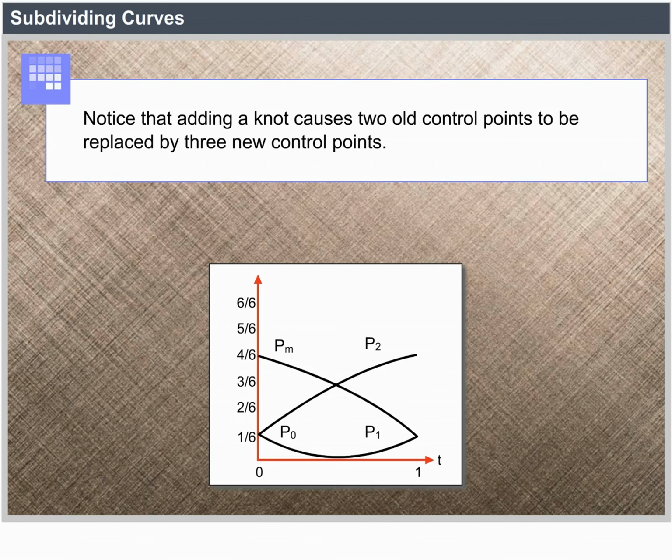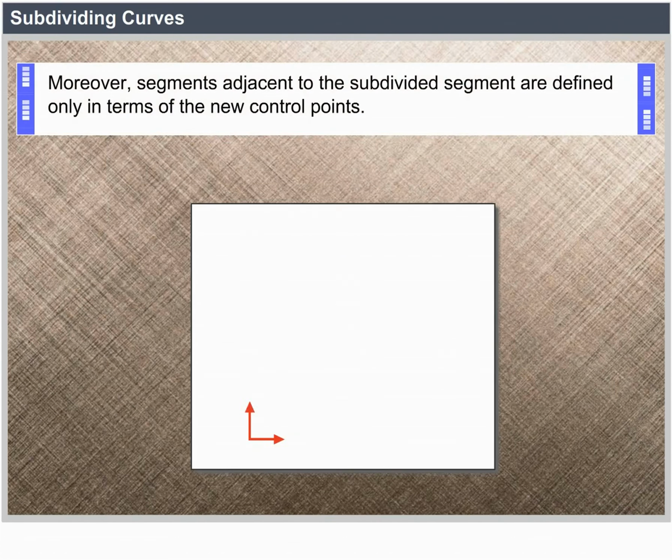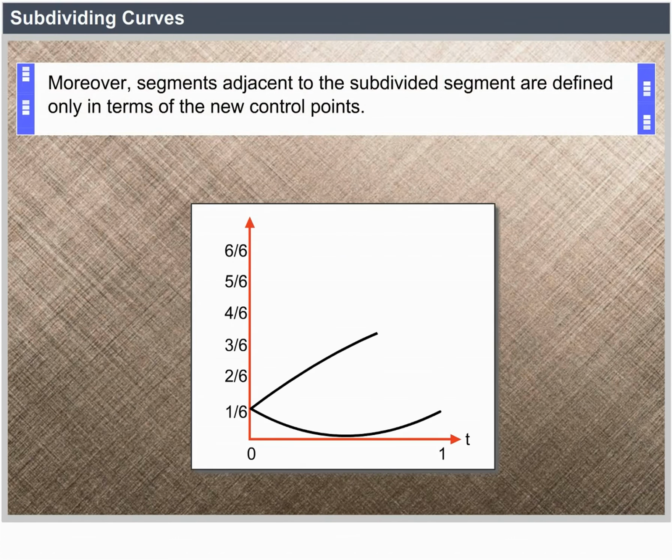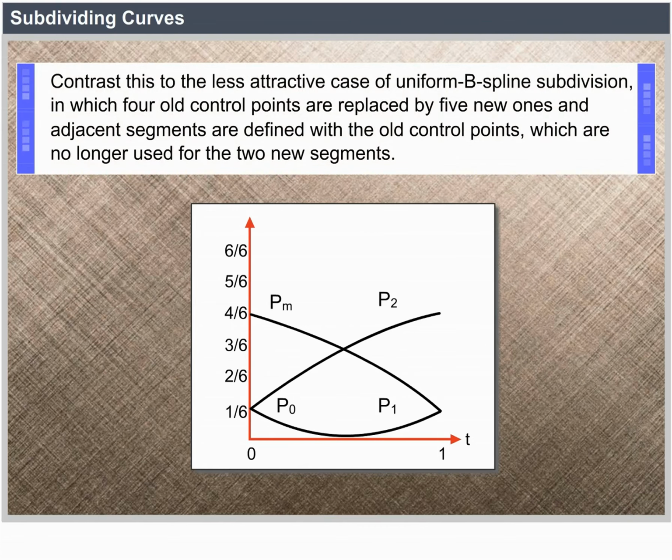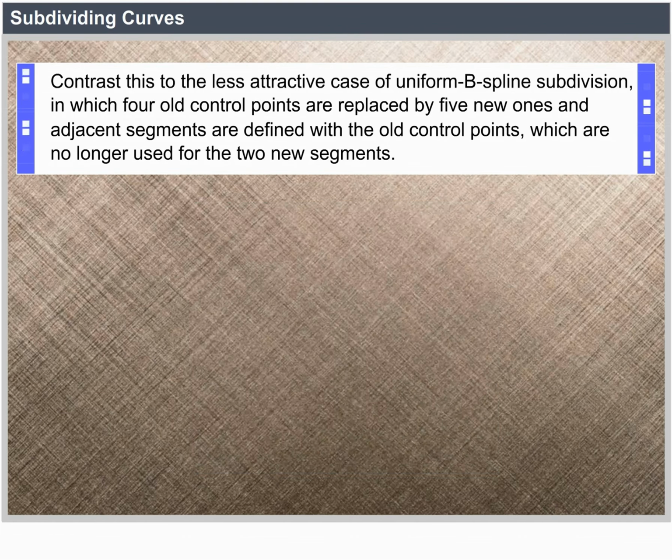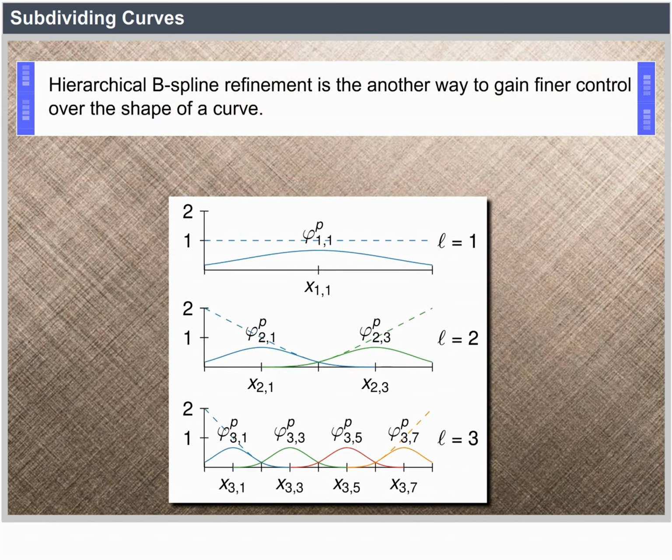Furthermore, segments adjacent to the subdivided segment are defined only in terms of the new control points. Contrast this to the less attractive case of uniform B-spline subdivision in which 4 old control points are replaced by 5 new ones, and adjacent segments are defined with the old control points which are no longer used for the 2 new segments. Hierarchical B-spline refinement is another way to gain finer control over the shape of a curve.